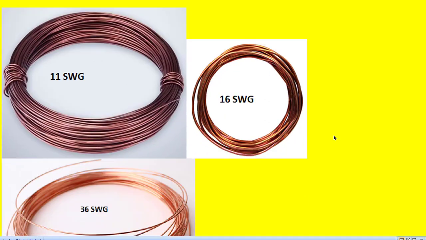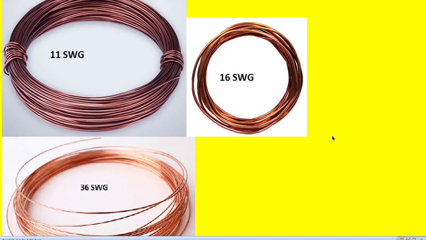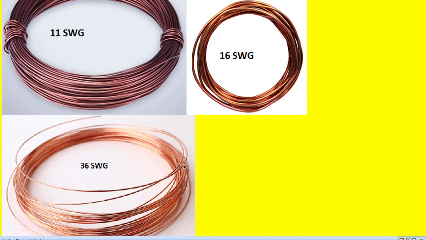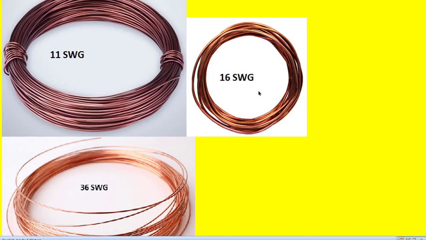Suppose you look at the wires which are used for winding the ceiling fans, we find the wire like this. Its gauge is normally 36 standard wire gauge, that is SWG. It looks like this. Similarly, 16 gauge also we use for running wire of the ceiling fan. 11 gauge also we use for certain applications.